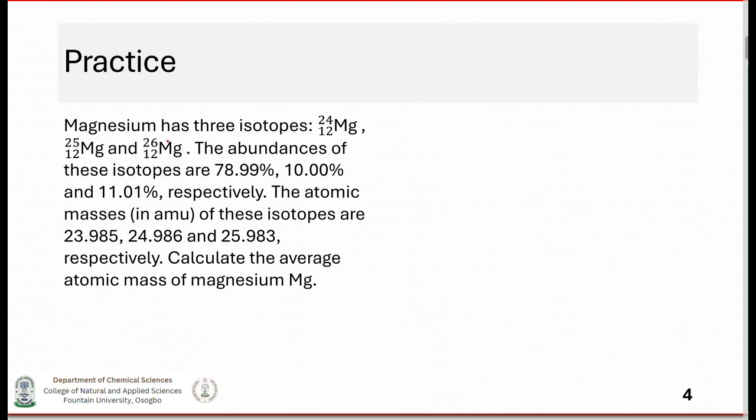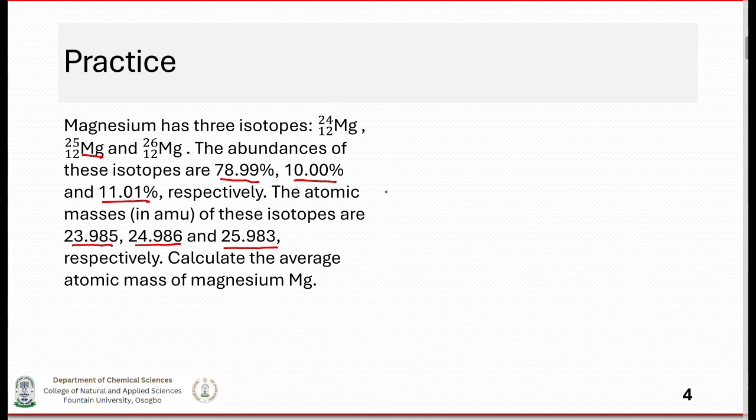So this is the calculation that may be needed regarding that part that we just discussed. Remember, what we discussed is the atomic mass. So I may give you a question like this, to calculate the average atomic mass of magnesium. So here we have three isotopes of magnesium, that is magnesium 24, magnesium 25, and magnesium 26. And the abundances of these isotopes are 78.99 for magnesium 24, 10 for magnesium 25, and 11.01 for magnesium 26. So we have the atomic masses of each one of them here as well: 23.985, 24.986, and 25.983. So we want to calculate the average atomic mass of magnesium.